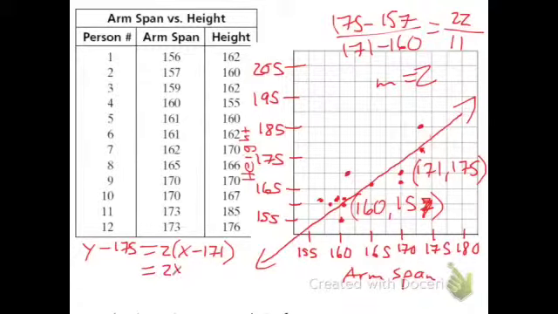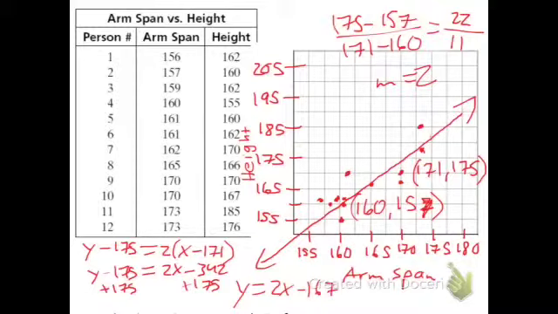2 times x is 2x. 2 times 171 is a number I don't have memorized, so I'm going to use my handy dandy calculator to get 342. And so I got y minus 175. I'm going to add 175 to both sides. And now we're looking at y equals 2x minus 167.